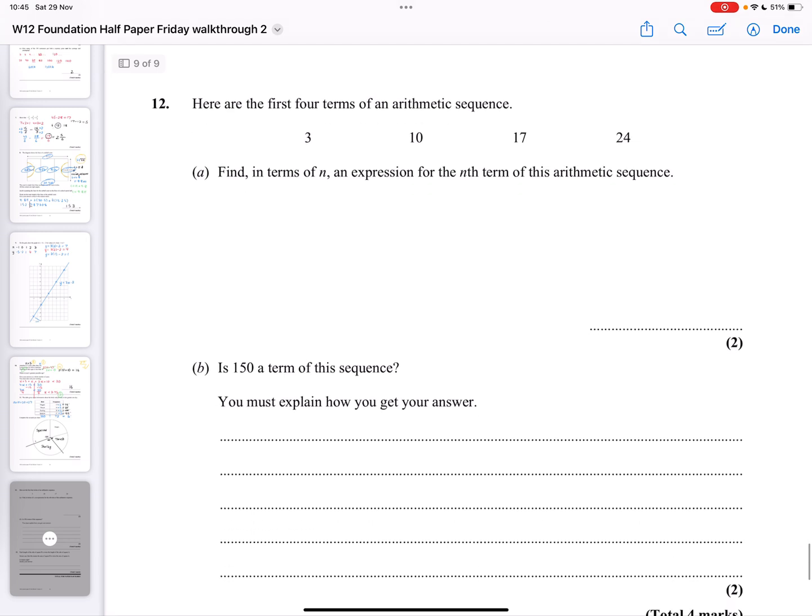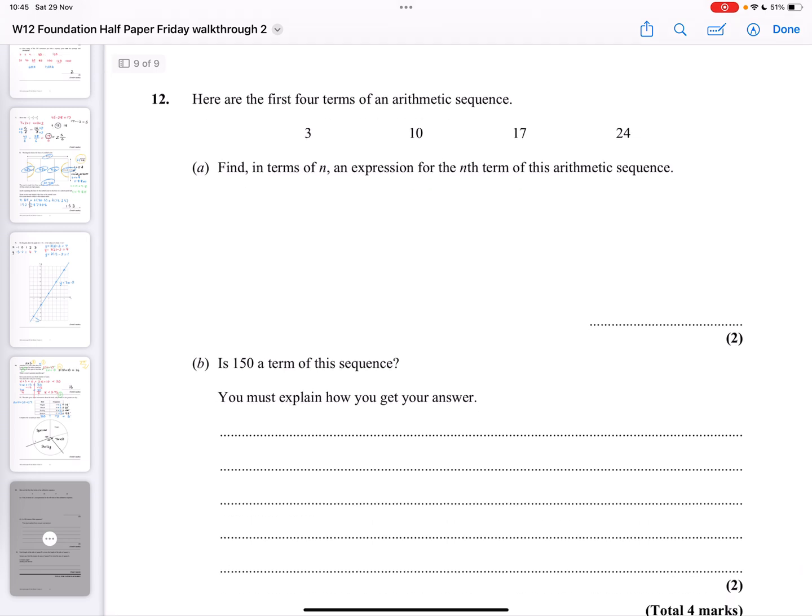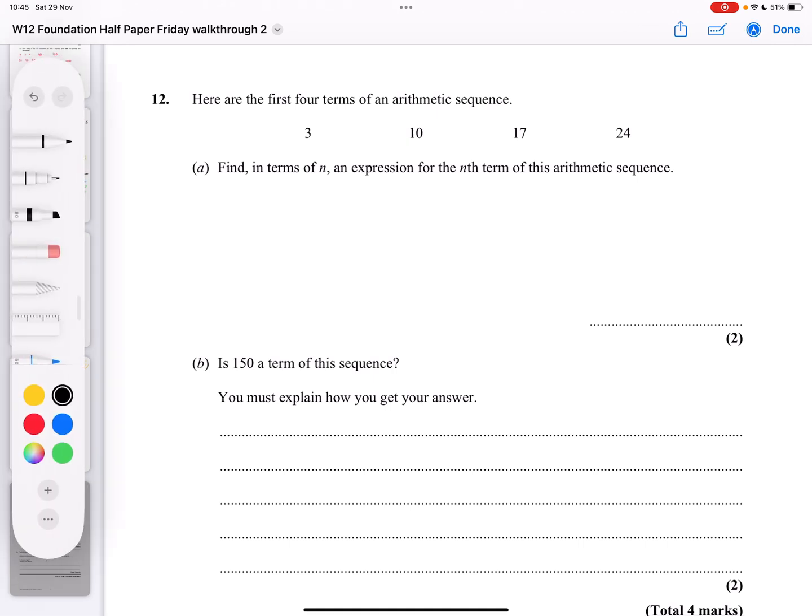Last two questions. Here are the first 4 terms of an arithmetic sequence: 3, 10, 17 and 24. Arithmetic is another name for a linear sequence, and that means the first difference of the terms in the sequence is the same. So 10 take away 3 is 7, 17 take away 10 is 7, 24 take away 17 is 7. That means this sequence is linked to the 7 times tables.